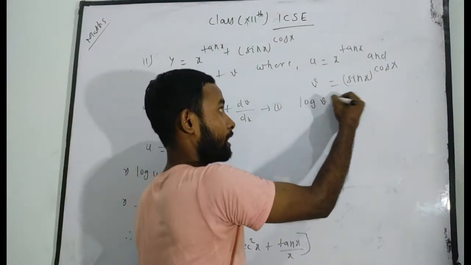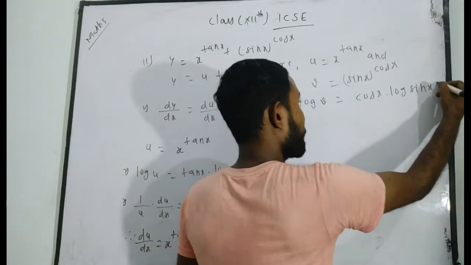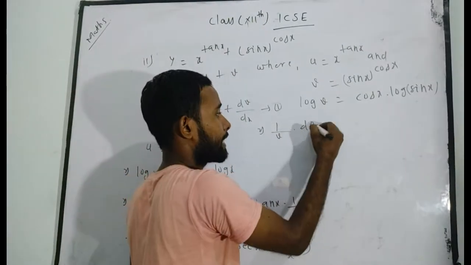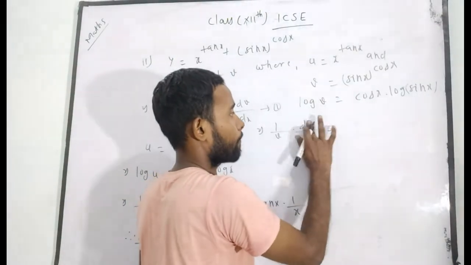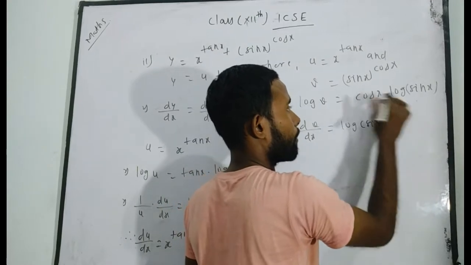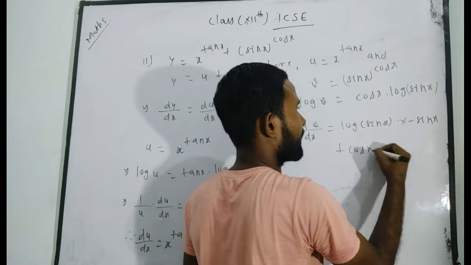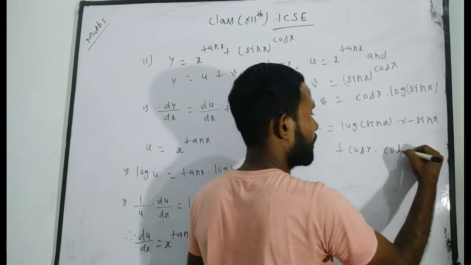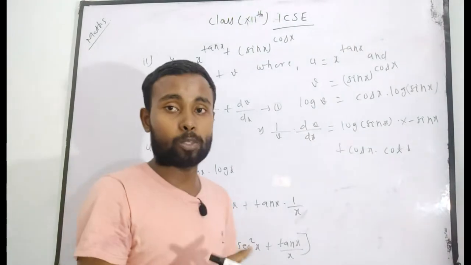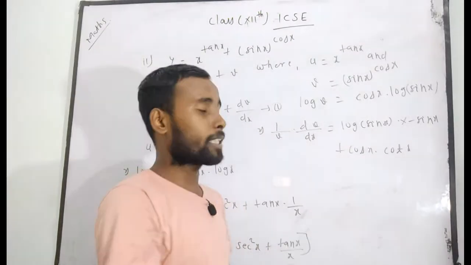Taking log on both sides you will get log v is equal to cos x into log sin x. Now differentiate on both sides with respect to x. You will get 1 upon v into dv/dx will be: take log sin x out of the derivative of the first term, the derivative of cos x, which will be minus sin x. Again take cos x out of the derivative of the second term, the derivative of log sin x, which will be cot x. I think you understand why it is cot x: the derivative of log sin x with respect to sin x is 1 upon sin x, and the derivative of sin x with respect to x is cos x. That's why cos x by sin x will be cot x.